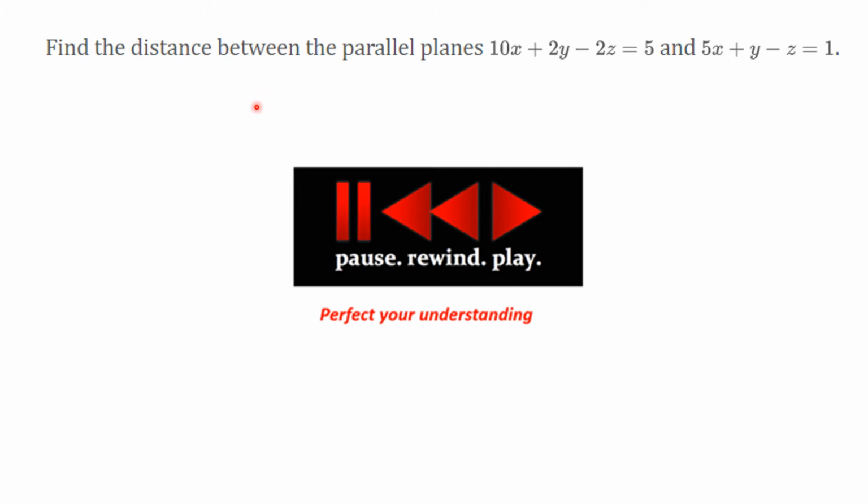So that was from a point to a plane. In this problem, we want to find the distance between parallel planes. And these two planes are parallel because the direction numbers for this one are 10, 2, -2, and this is 5, 1, -1. And so they're scalar multiples of each other, so these are parallel planes. You know what to do. Let's see how you did.